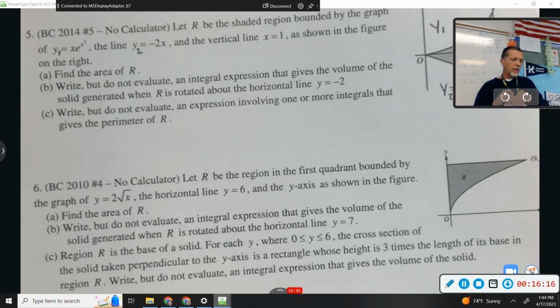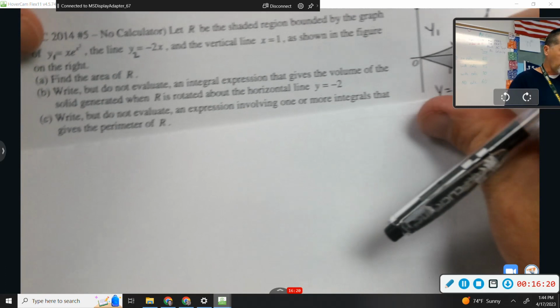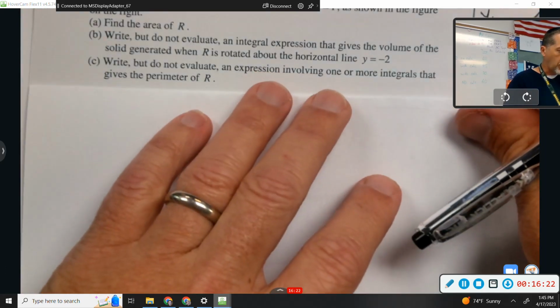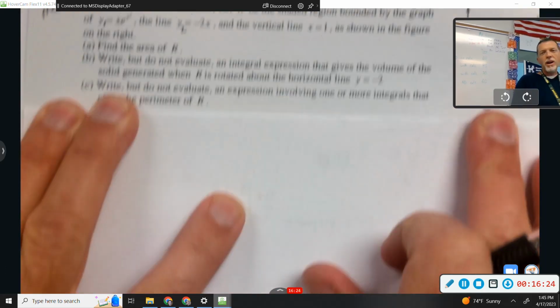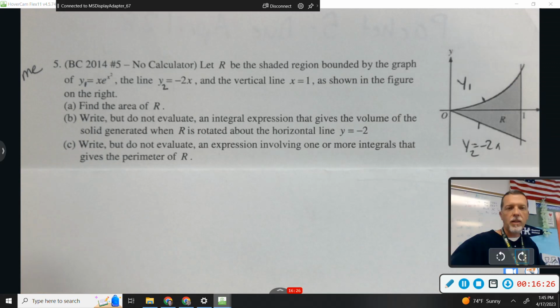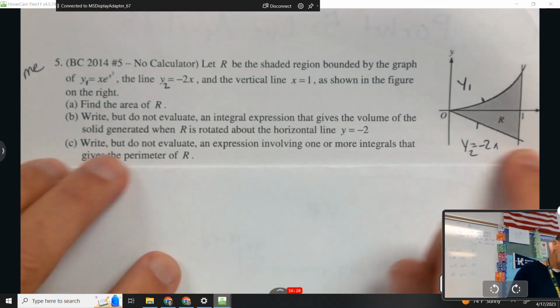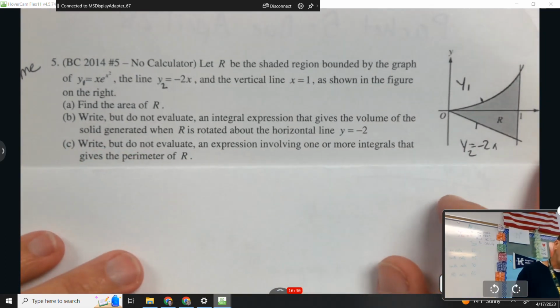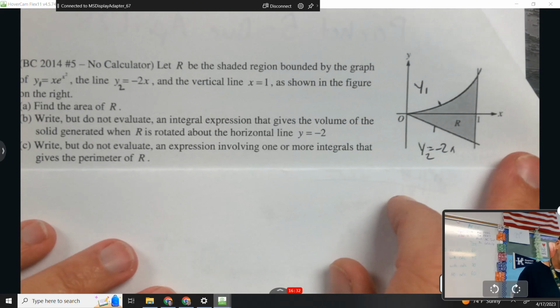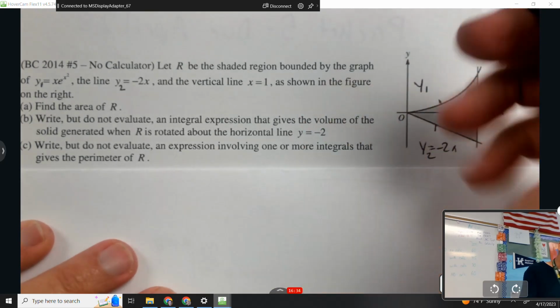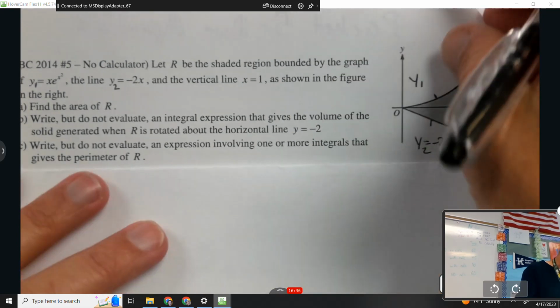Write but do not evaluate. Love that. That's good news, bad news, right? The good news is you don't have to evaluate. The bad news is it must be ugly if they don't expect you to evaluate it. An integral expression that gives the volume of the solid generated when R is rotated about y equals -2.